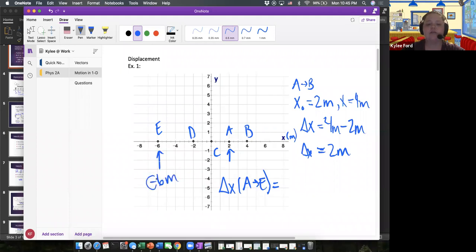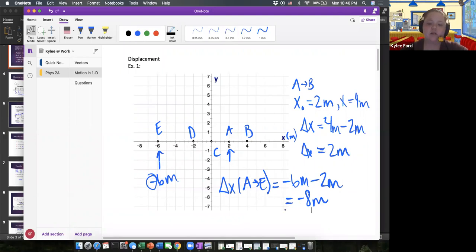Remember, this positive or negative just tells you which direction it is in. So from A to E, my final is going to be -6 meters, minus my initial, which is 2 meters. So my displacement overall from A to E is -8 meters.